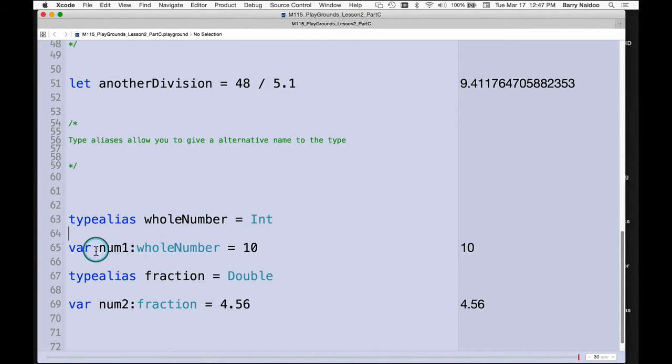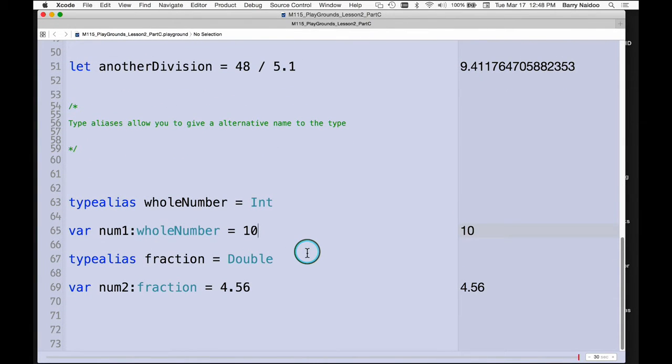So here in the second line, I'm defining a variable called num1, which is a variable, var, of type whole number, but indirectly it's an int because I've said that whole number equals int. So I'm defining, in actual fact, a variable called num1 of type int, value to be 10.